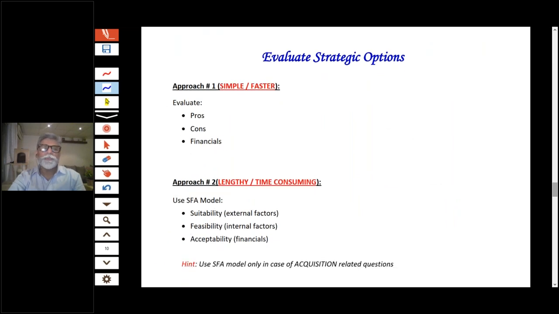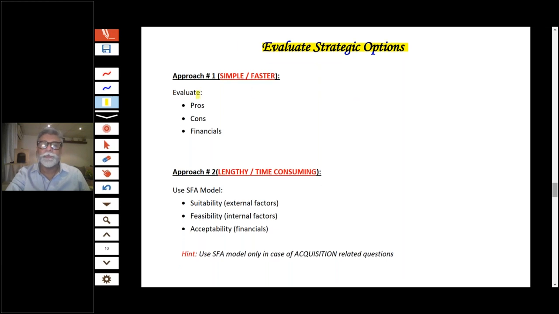How do we evaluate strategic options? So the topic is evaluate strategic options, or two options. Basically, there are two ways you can evaluate strategic options. The first approach is simple and faster: just evaluate the pros and the cons. If some financial projections are given, then include financials. If no financials are given, no need. Just include pros and cons.